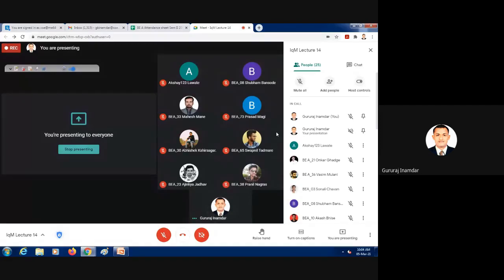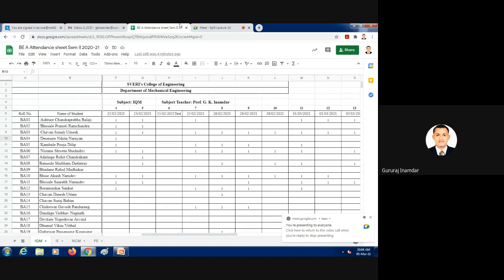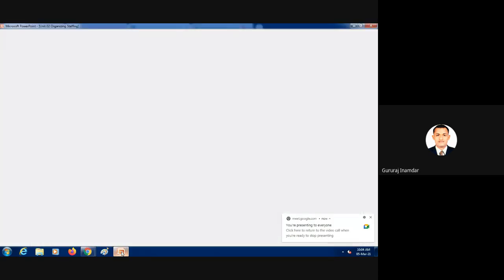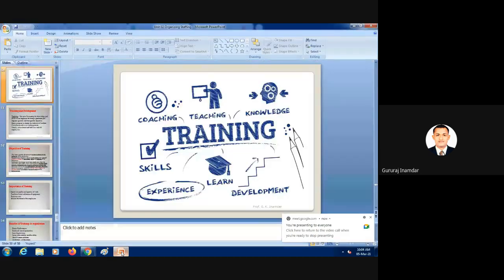Lecture number 14. Today is the last lecture of chapter number 2, organizing and staffing. Last lecture we discussed what is organizing and what is staffing. Only the training part is remaining as far as the syllabus is concerned. The performance appraisal point we already discussed in the last lecture. That point is very important for us.